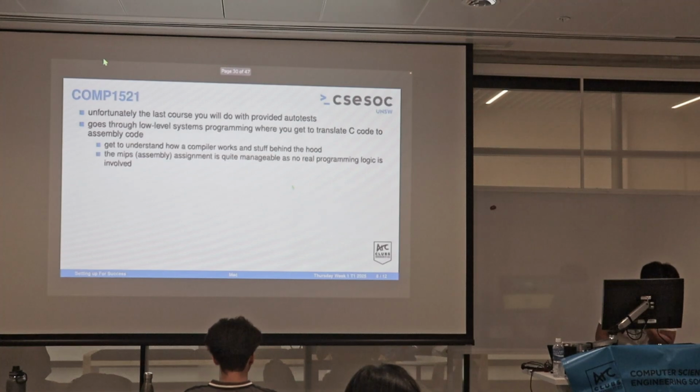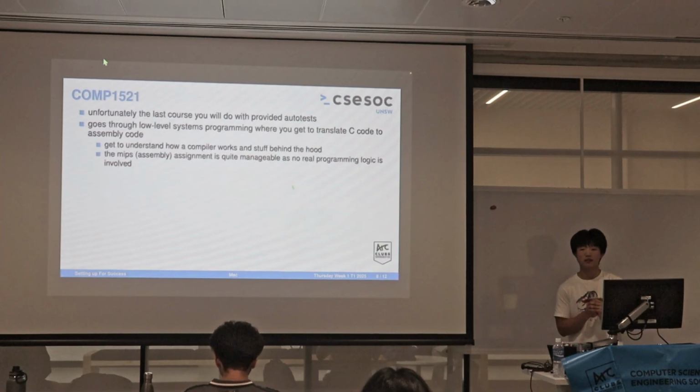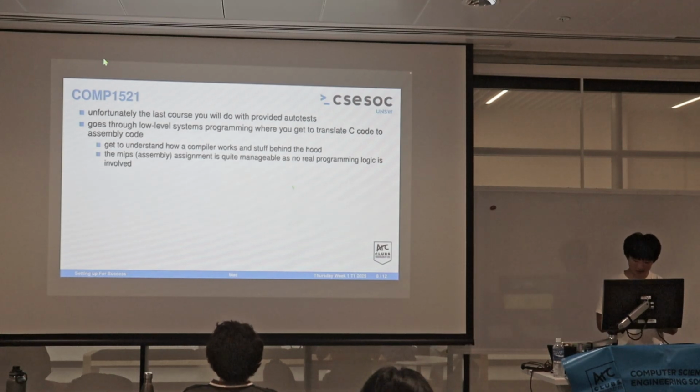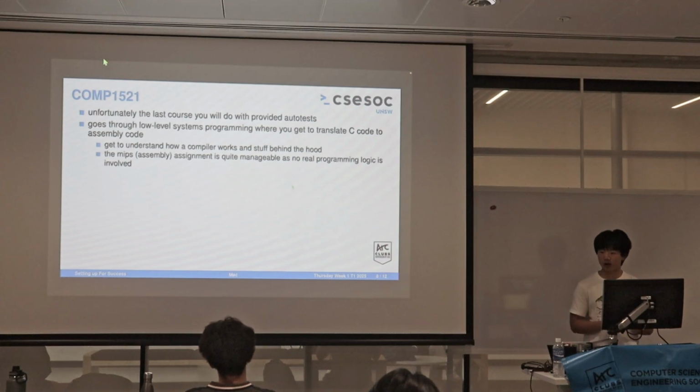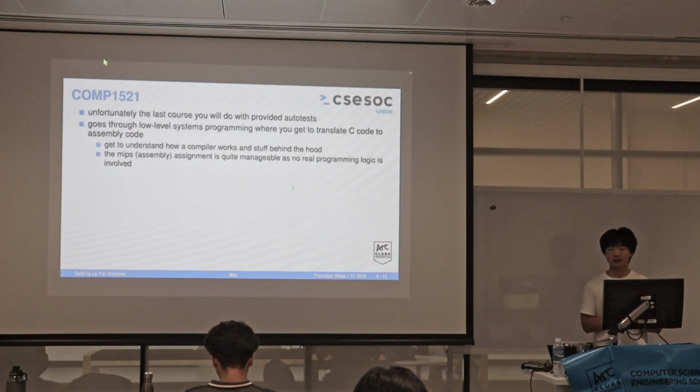Because of that, assignment 1, which is the assignment that will involve this translation, is actually quite manageable because there's not much thinking you have to do, because all the computational logic is already given as a part of the C code. You're not actually doing any programming in the first assignment. You're simply translating the C code into assembly code.